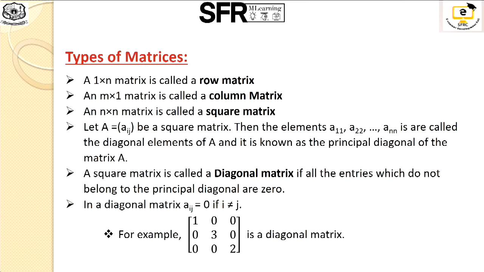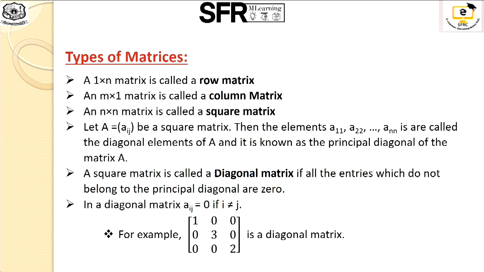What are the types of matrices? If you have a matrix with 1 row and n columns, it is called a row matrix. That is, only 1 row. An m cross 1 matrix, that is m rows and only 1 column, is called a column matrix. An n cross n matrix is called a square matrix. Let us take a square matrix A. Then the elements a11, a22, etc., ann are called the diagonal elements of A and are known as the principal diagonal elements of the matrix A.